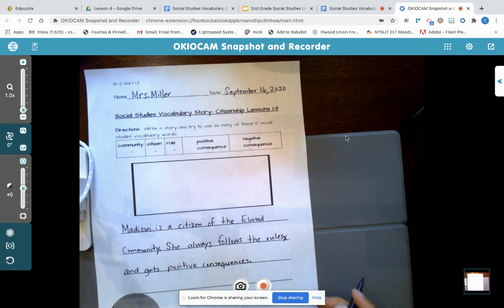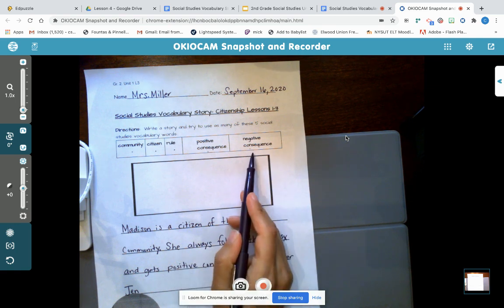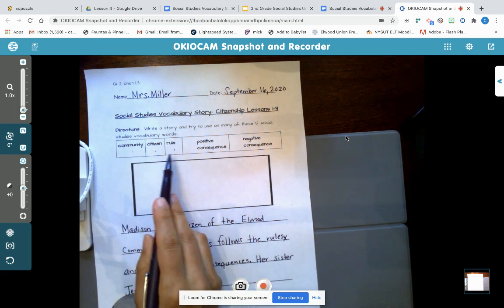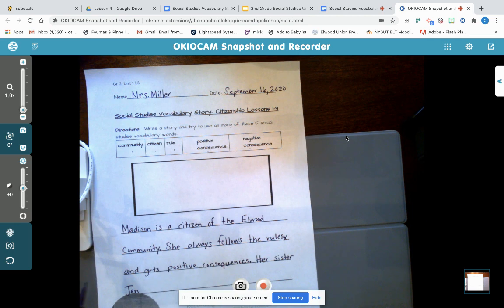Maybe we'll make her sister somebody that doesn't follow the rules. Her sister, what's her sister's name? Her sister Jen, breaks the rules and gets negative consequences. Okay, I'm going to go off and finish writing that on my own, but you can make up your own story now. Challenge yourself. See how many of these rules you can use.